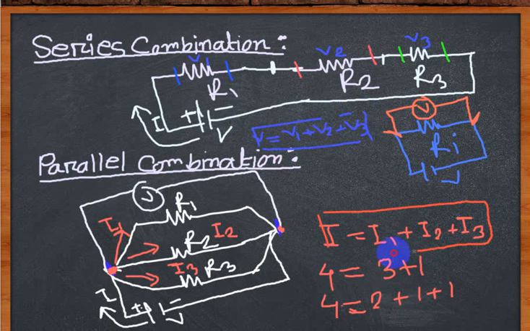So in series circuits the current actually doesn't divide but the voltage divides. But in parallel combination or parallel circuits the current actually divides but the voltage remains the same. So this is the basic concept of series and parallel combination. In the next video we will be learning how to calculate the equivalent resistance of series combination or parallel combinations.